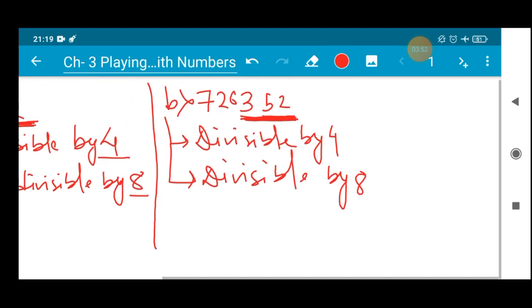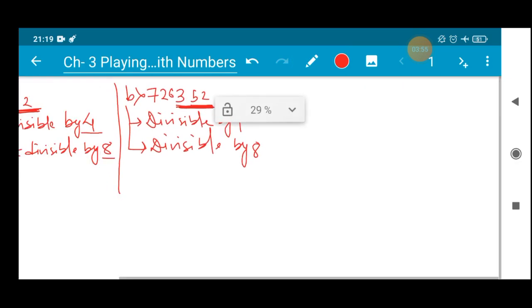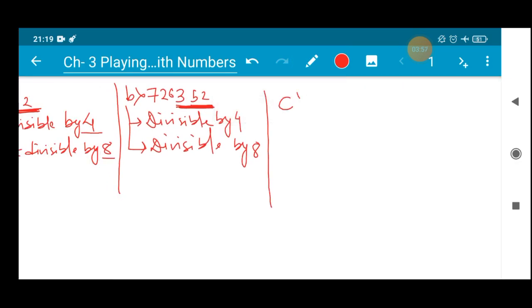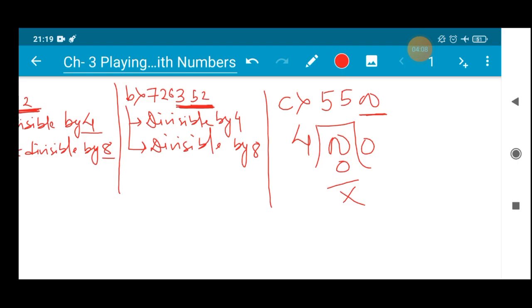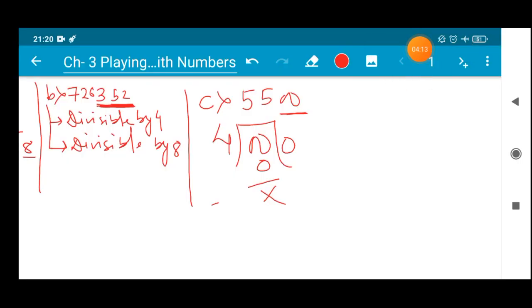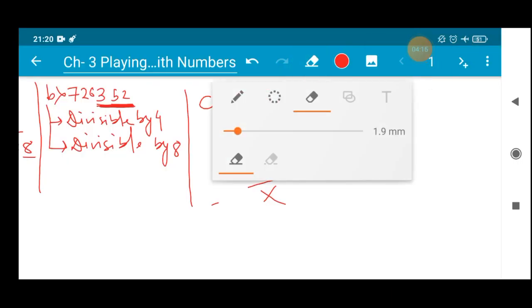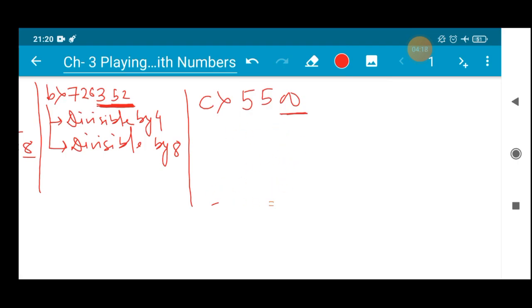The next number we have, that is C, is 5500. Again here the last two digits should be checked. They are both 0, so of course 4 times 0 is 0. So yes, 5500 is divisible by 4. You can write here that it is divisible by 4.